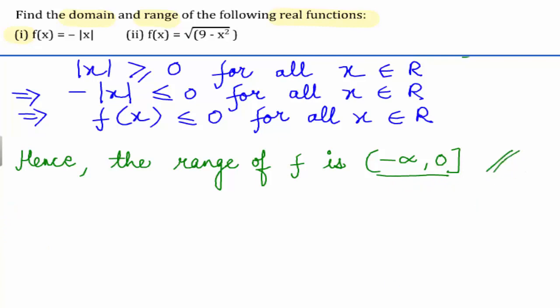Now let us consider the next real function given to us. It is f of x is equal to root over of 9 minus x square.